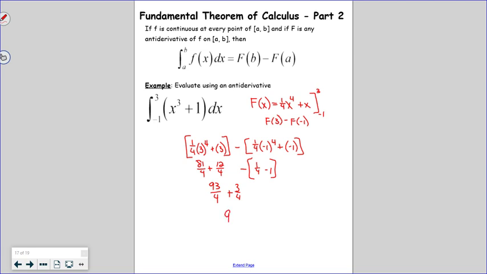96 divided by 4, which is what, 24? Did I do okay with my mental math up there? It's always suspect. Any questions on this? Antiderivatives should look familiar. We've done that, right?